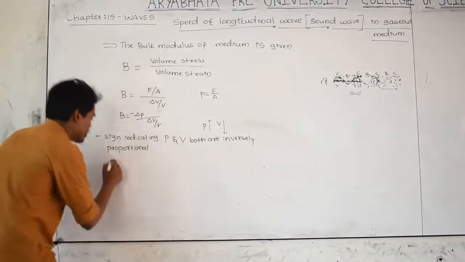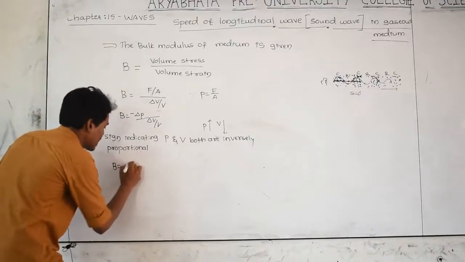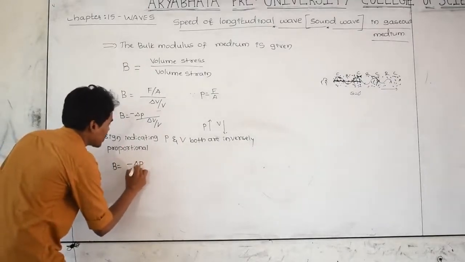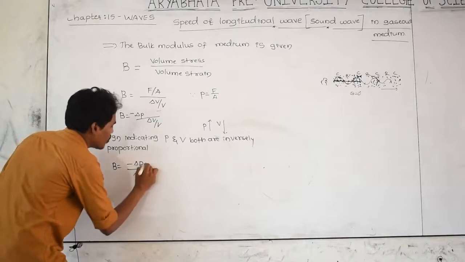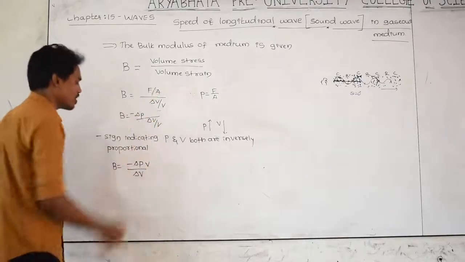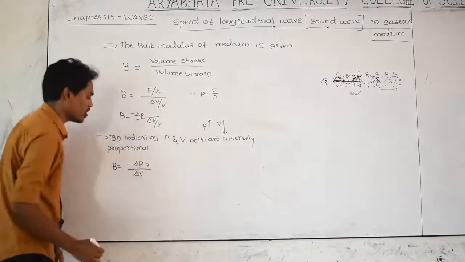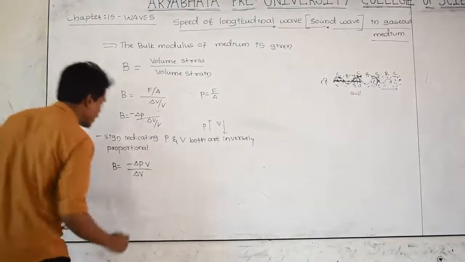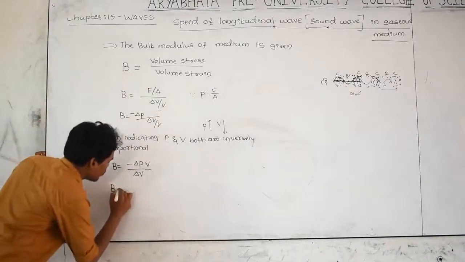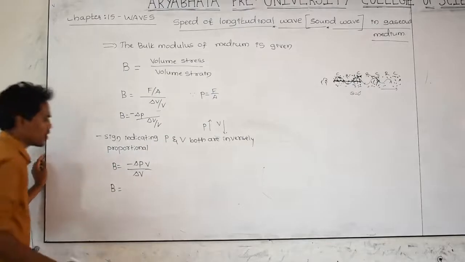And here B is equal to minus delta P divided by delta V by V. I have taken V on the numerator. And here B is equal to, and leave the minus sign, that is not important.